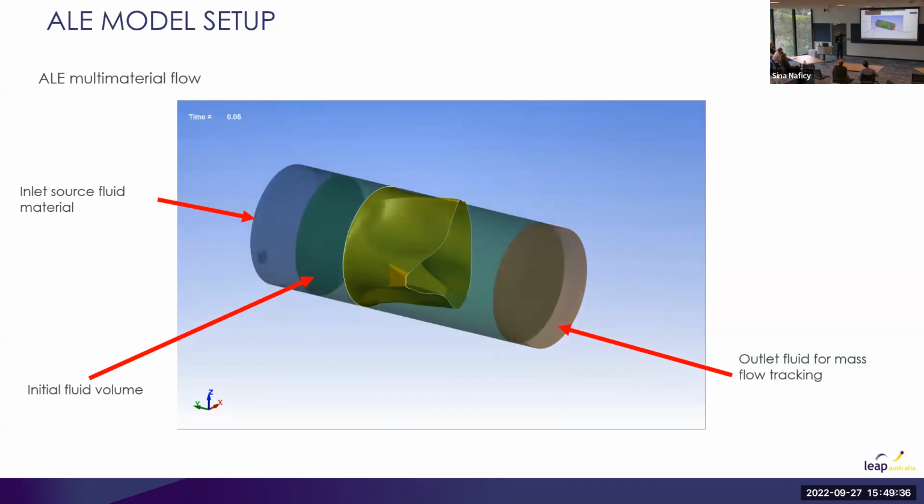And this is what it looks like from the multi-material perspective. So this is the inlet fluid pushing through, and you can see it pushes through the valve there and then comes out the other side. This is all just the same liquid, which for our purposes is just water for now. They appear to be separate materials because we have an inlet fluid, we have the initial fluid, and then we have an outlet fluid, which we use for tracking mass flow rate, those sorts of things. But that's basically ALE doing its thing.